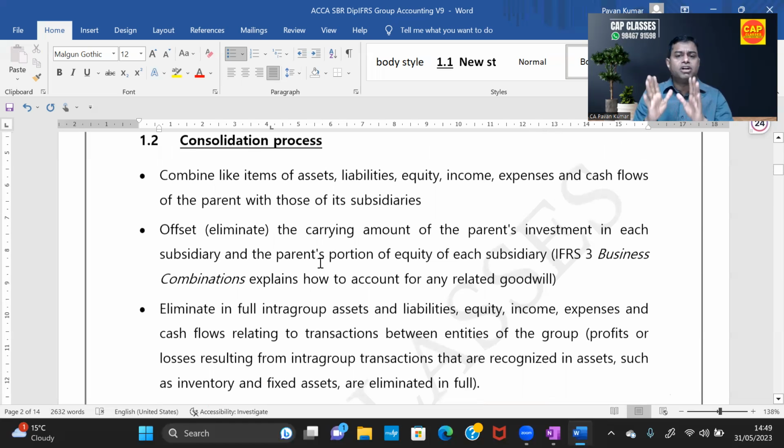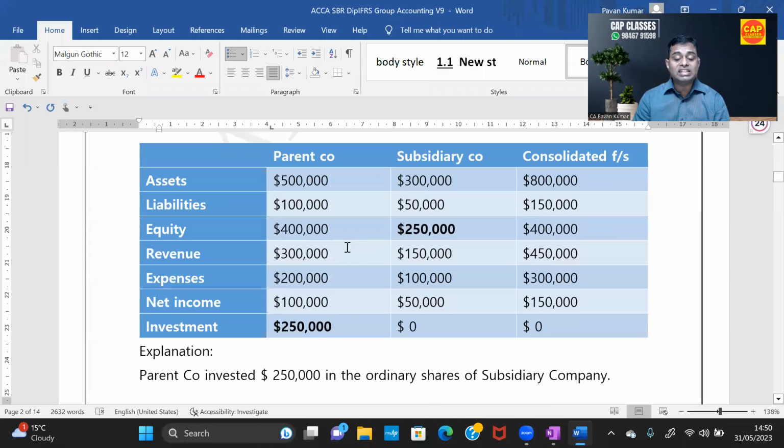So try to understand the consolidation process. Close your eyes. A plus B is equal to C. Step 1: combine line items. Okay, very good. Step 2: eliminate the parent company's investment against the subsidiary company's equity. Very good. Step 3: any intra-group transactions like assets, liabilities, equity, income, expenses, cash flows, eliminate in full. The resultant goodwill in step 2 and resultant profits in step 3, what to do? Guidance is given. Don't worry about it. This is the consolidation process.